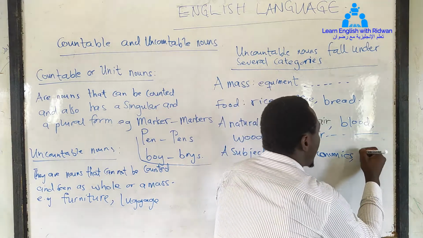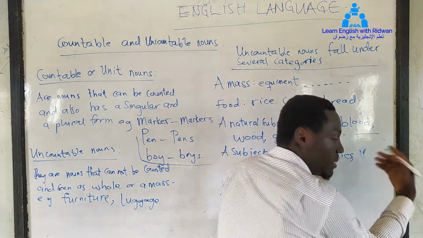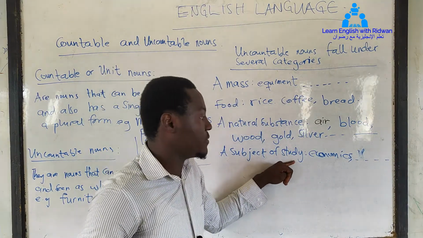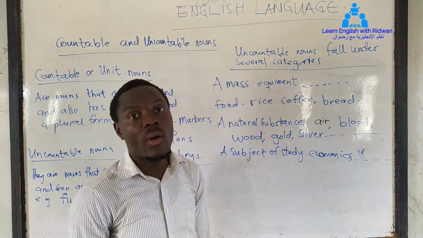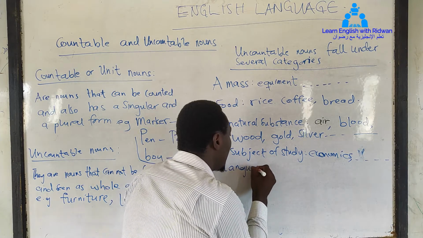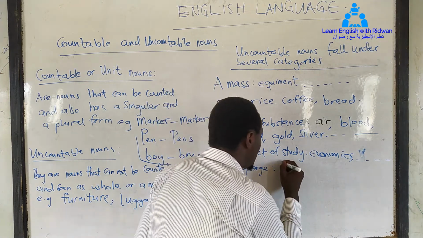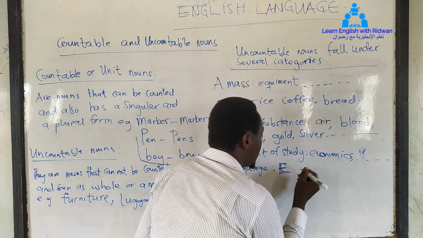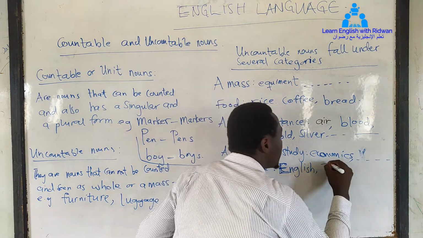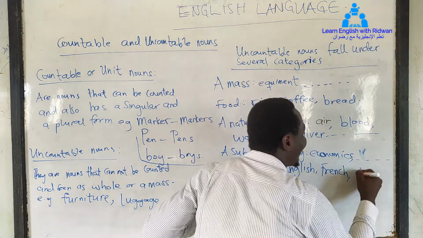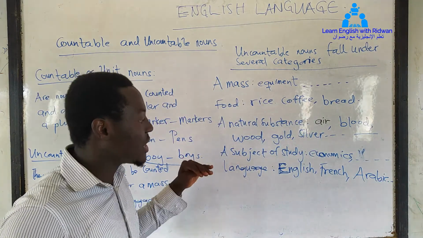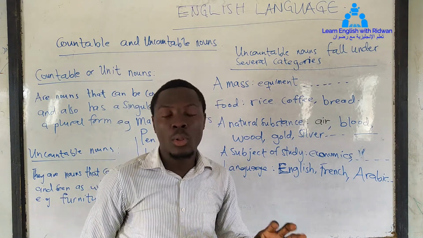Economics, we have math. Math, you can choose to say mathematics, maths. We have French. So all subjects of study fall under what? Under uncountable nouns. We also have language. A language like what? We are studying English now. So English, and remember proper nouns, languages always start with what? With capital letters. So English, we have French, we have Arabic, and so on and so forth. So all languages are also classified as uncountable nouns.